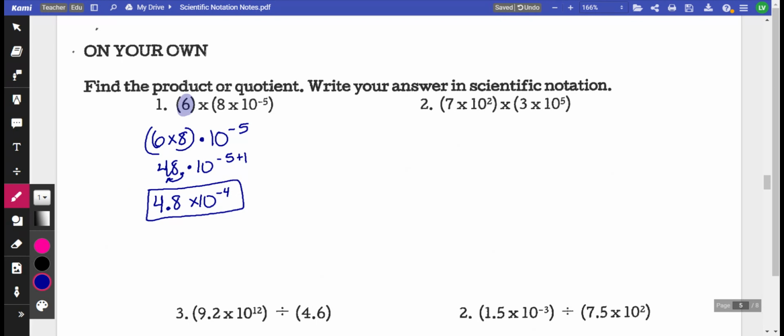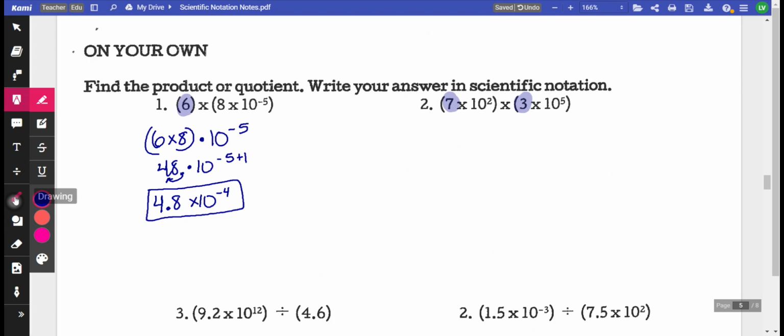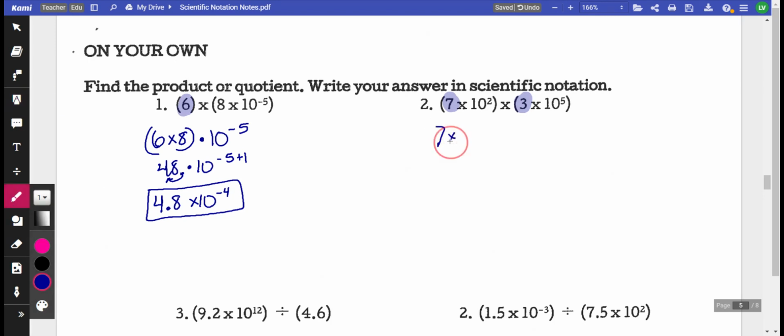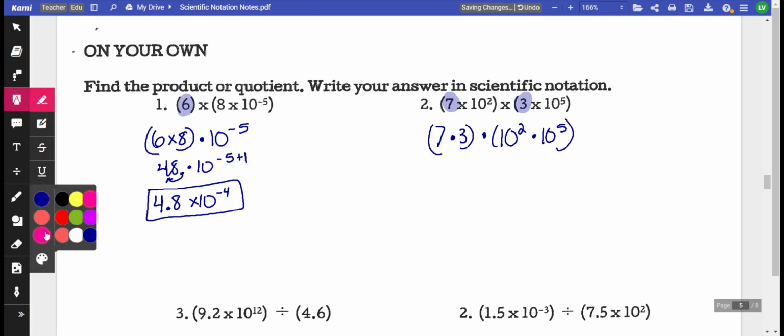All right, number 2. 7 times 10 squared times 3 times 10 to the 5th. Well, this one's written in a format that we're more used to. So I want to multiply my factors together. As a reminder, my factors are 7 and 3. So 7 times 3. Actually, I'm sorry, I'm going to change these to multiplication dots. Then I'm going to take 10 to the 2nd power times 10 to the 5th power. So I'm taking my powers of 10.